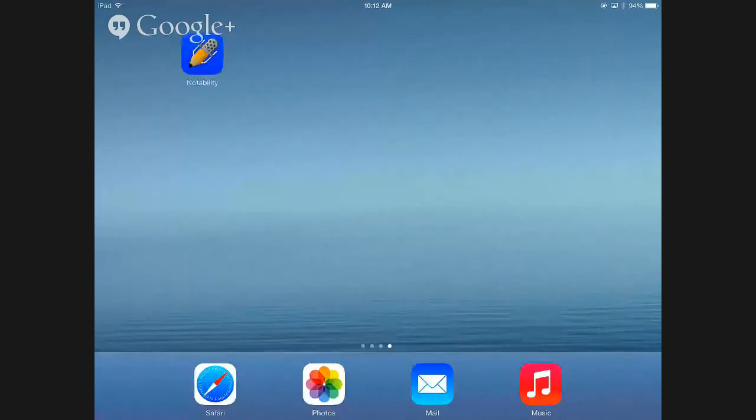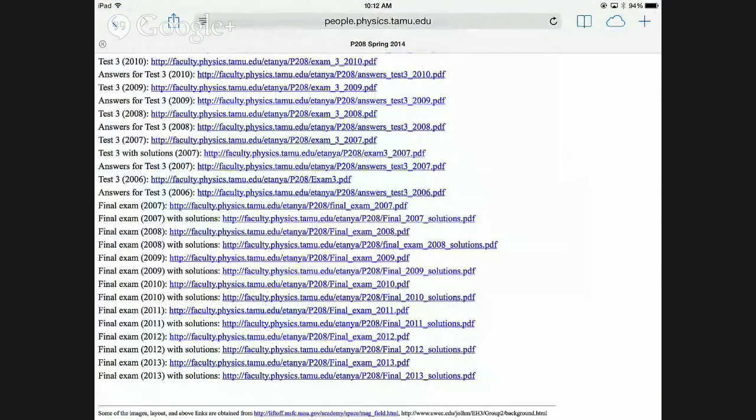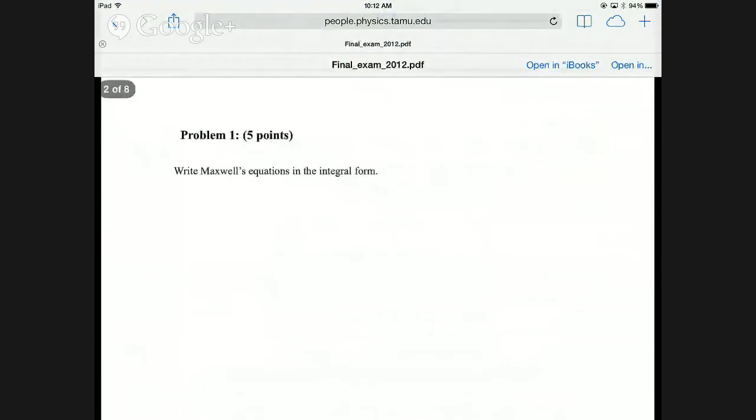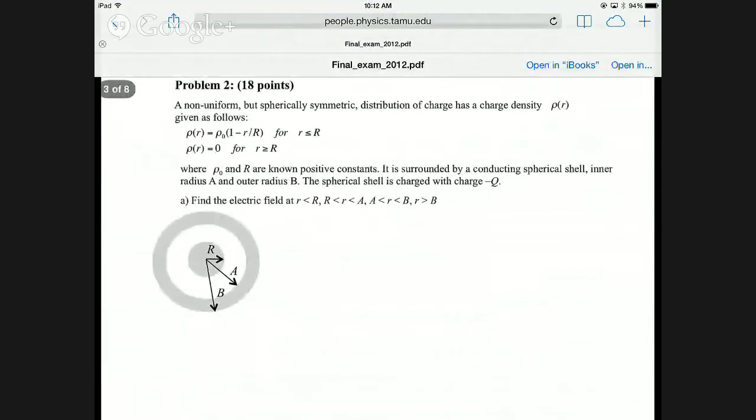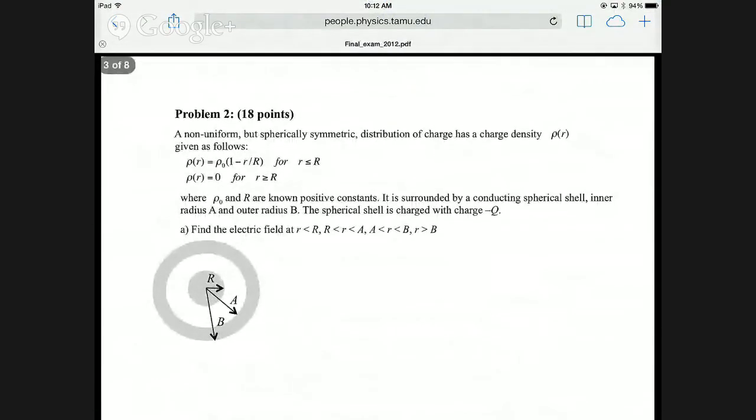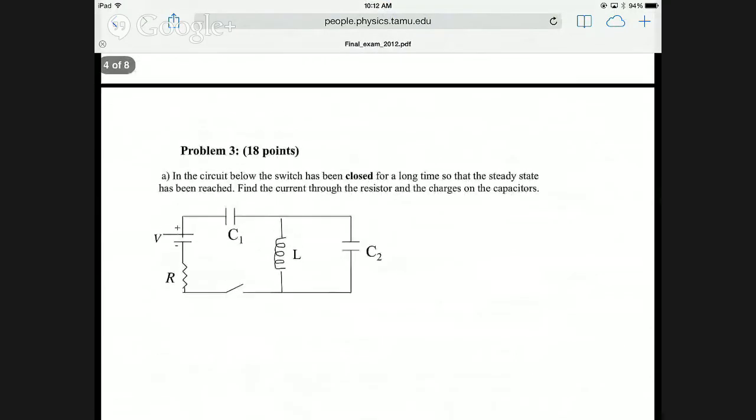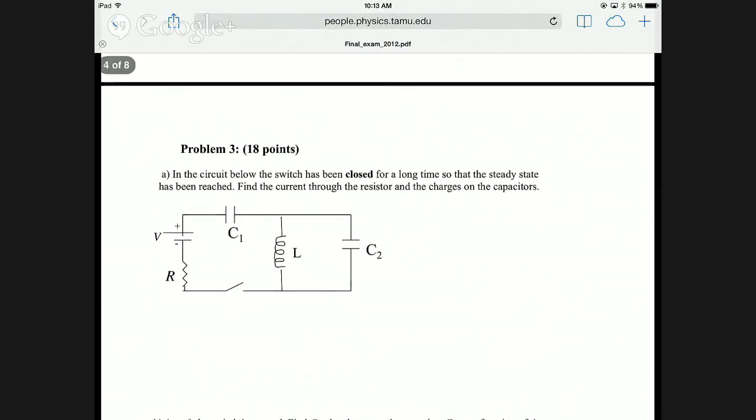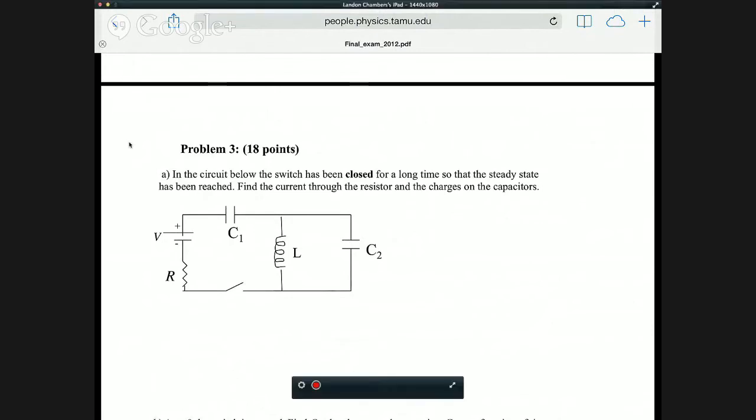While you guys are coming up with another question, let's look at something else. Let's go to Safari here and see if we can find a good question to go over. The circuit below switch, this might be a good one. Yeah, this might do it.